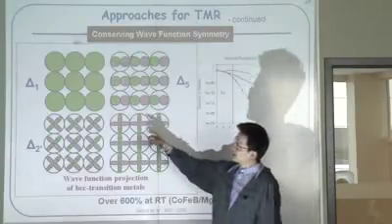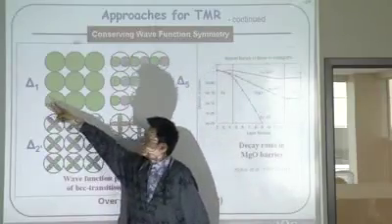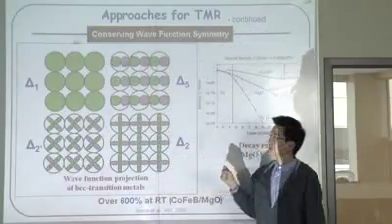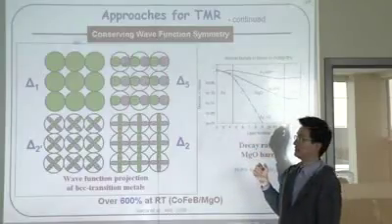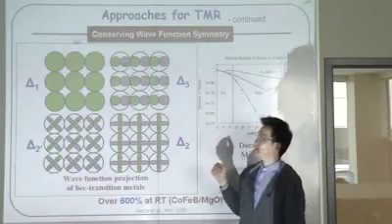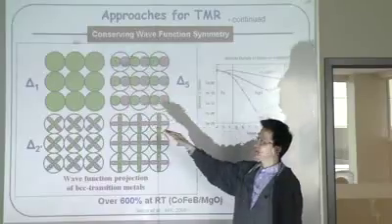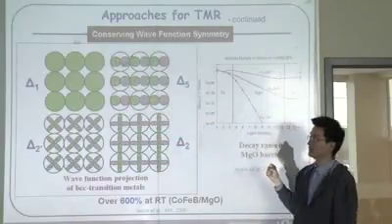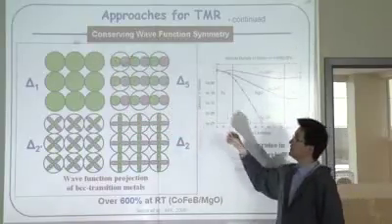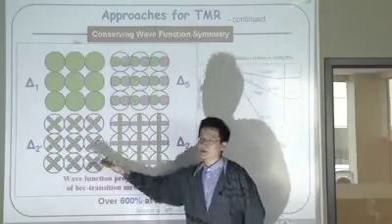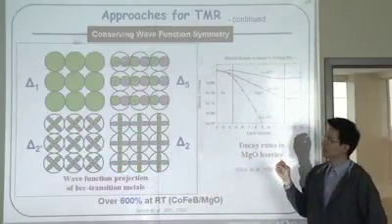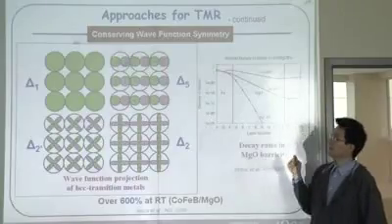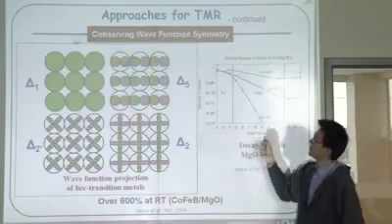So you can clearly see for the electrons with the Δ1 symmetry, they are highly symmetric and they match very well with the MgO tunnel barrier. And as a result, these kind of electrons decay very slowly inside the tunnel barrier. For any other states, they have lower symmetry and have a much worse matching with the tunnel barrier. Their decay rates are much faster.